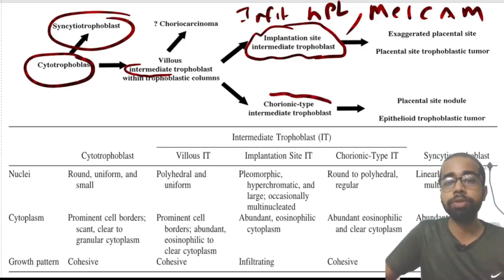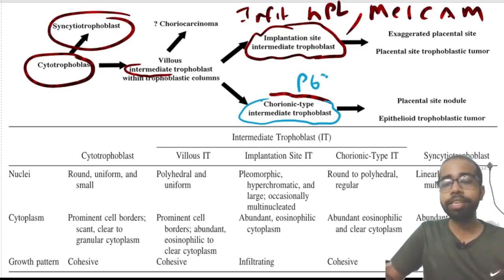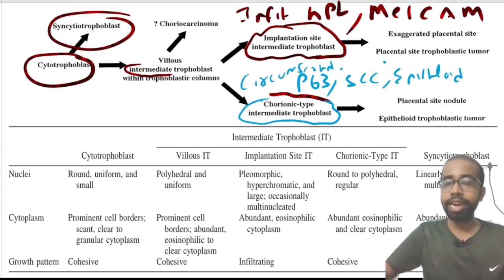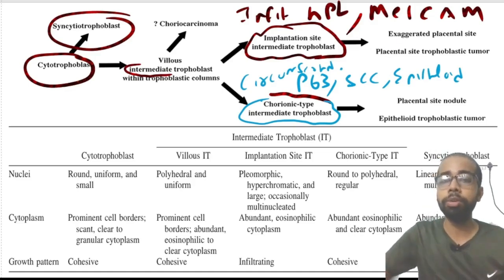And when you talk about this one, chorionic type intermediate trophoblast, tell me the IHC. P63. What should be the look? Squamous cell carcinoma-like look, epithelioid-like look, right? Circumscribed or infiltrating? Circumscribed. Clear? And for that, we have two tumors. You need to remember two tumors each.